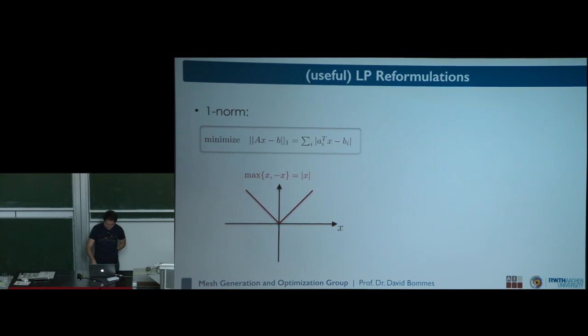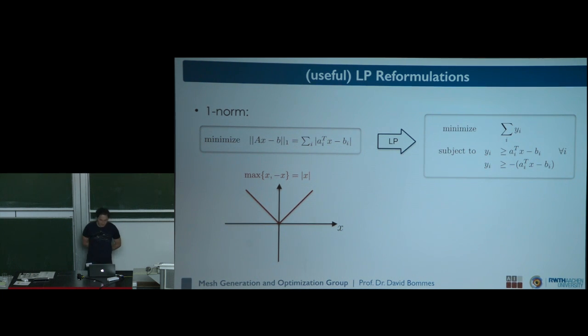With this insight, I can take each one norm term of my optimization problem, introduce a new variable y in this case, and then require y to be larger or equal than my one norm term and larger or equal than the negative of the one norm term. Because this gives me exactly that this newly introduced variable is larger or equal than the maximum of both terms, which is the absolute value.